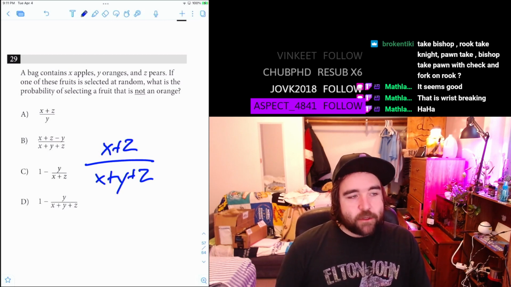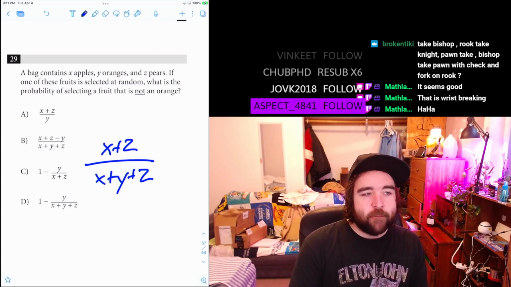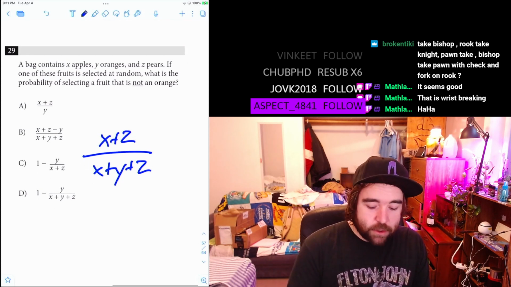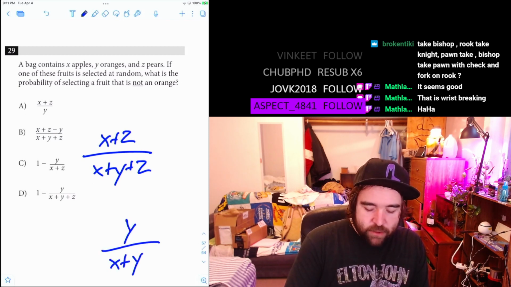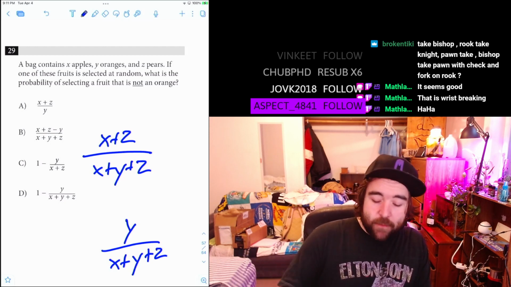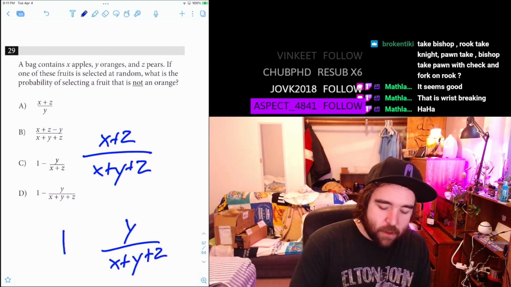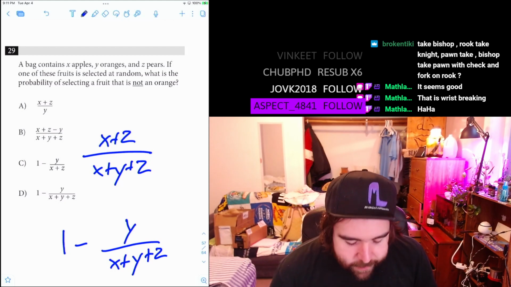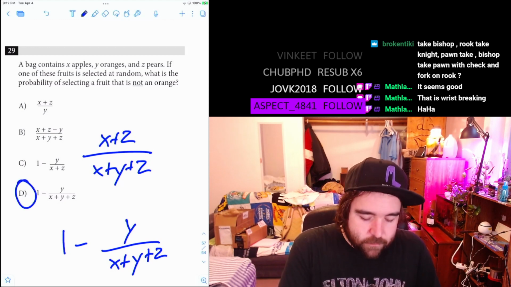Let's think about it another way. What they're calculating is the probability of getting an orange. So they're saying there's Y oranges out of the total number of things. But we want to not do that, right? So we're going to take the 100% of possibilities, 1, and subtract all of the possibilities where we get the orange. So D.